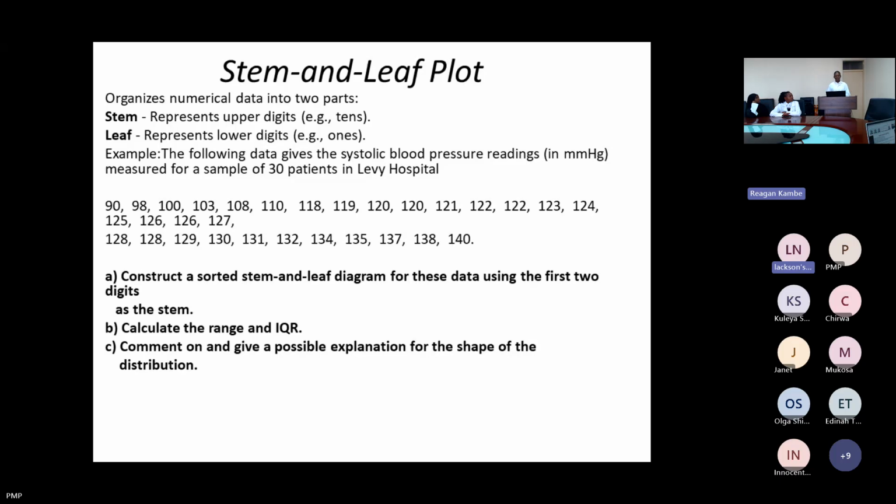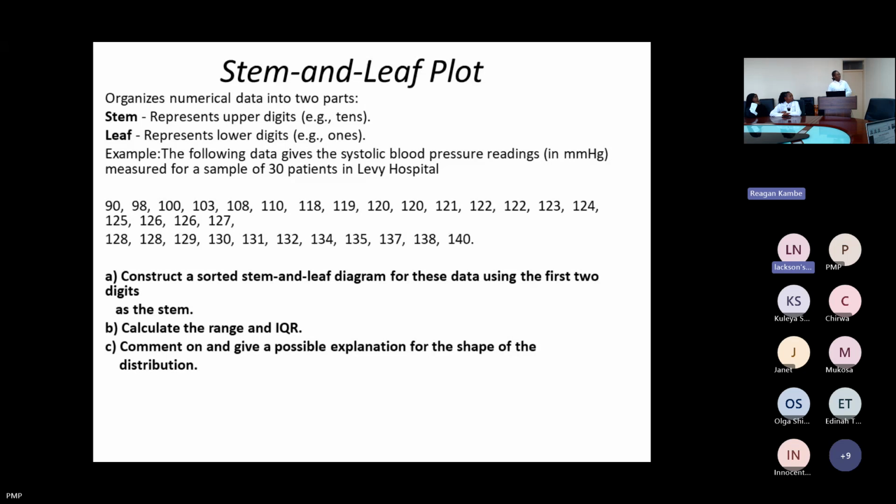Stem and leaf plots organize numerical data into two parts, the stem and the leaf. On the stem, we have the upper digits, and on the leaf, we have the lower digits. We'll make use of this example. The following data gives the systolic blood pressure readings in mmHg measured for a sample of 30 patients in the Lamu hospital. As you can see, we have figures there.